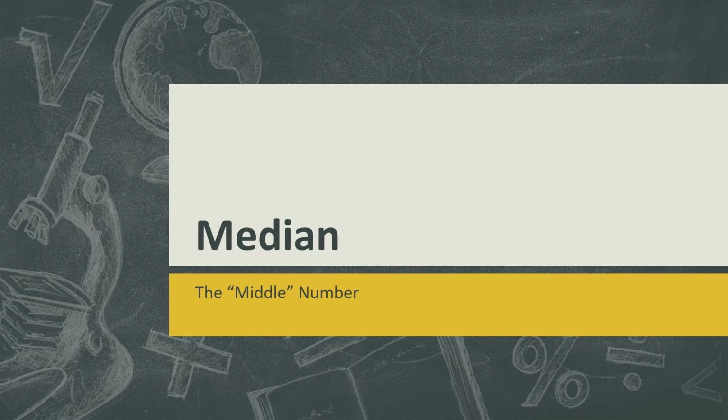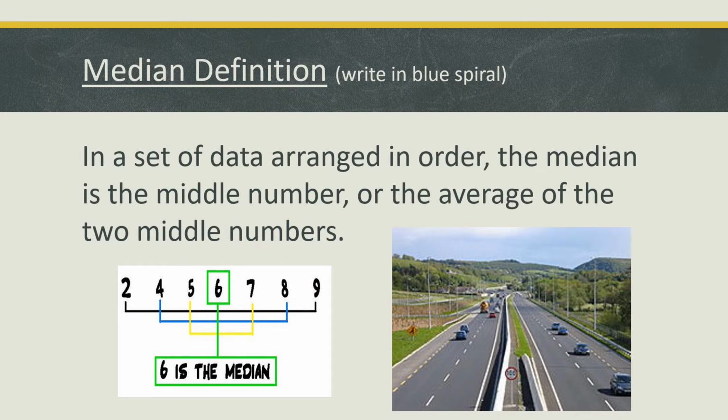Hello, we're going to be talking about median today in math. Another way to say median would be to talk about the middle number. So the median's definition is: in a set of data arranged in order, the median is the middle number or the average of the two middle numbers. So you should write this definition in your blue spiral.